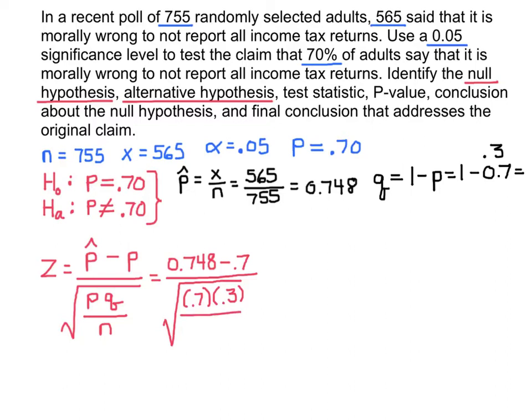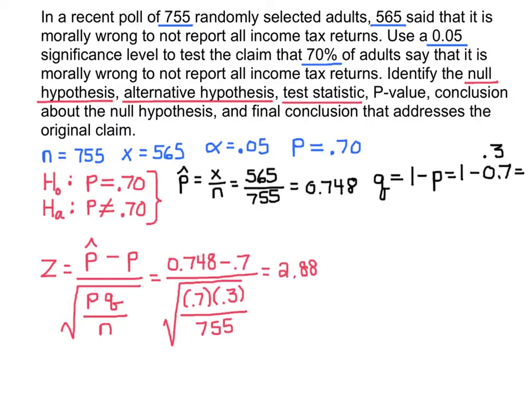And we're going to divide that by n, and we know that n is 755. So divide that by 755. Now when I put this into the calculator, this I'm going to round to two places, and I get 2.88. And that is my test statistic. That actually represents the z-score for my sample.